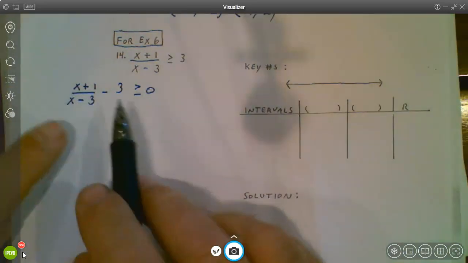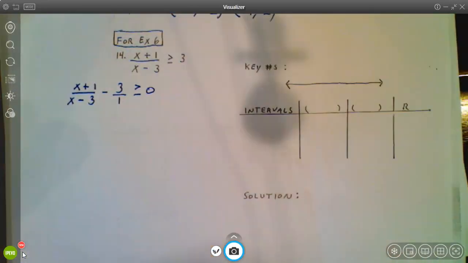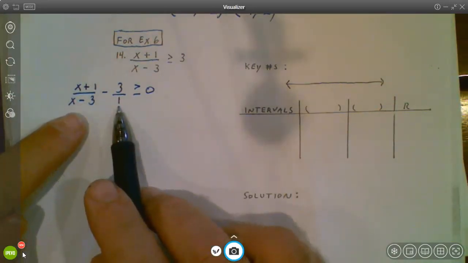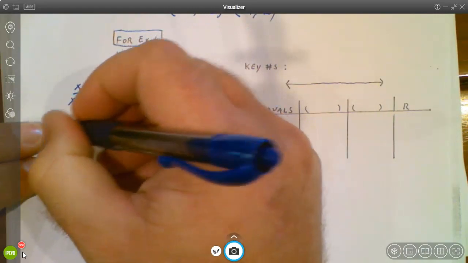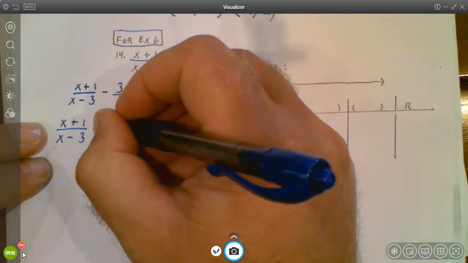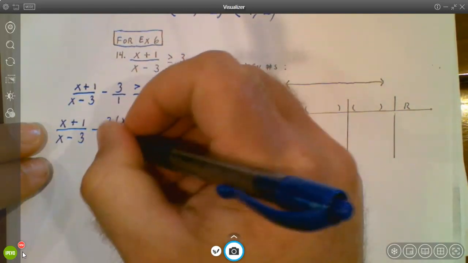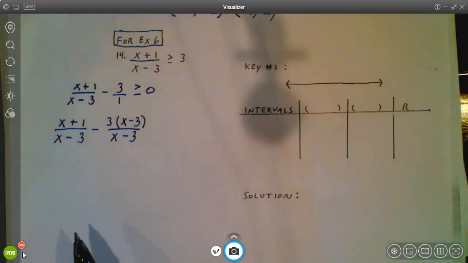The second condition is I don't want 2 different terms. I want one fraction. So I need to be able to combine these into a single fraction by creating common denominators. Between those 2 things, my common denominator is simply x minus 3. So the first one is already there: x plus 1 over x minus 3. My second fraction, we are multiplying by x minus 3 over x minus 3 in order to create that common denominator. So x minus 3 is going to be that denominator.